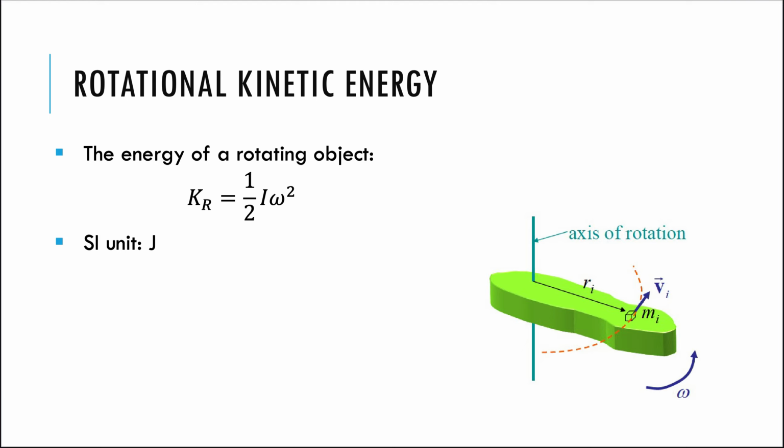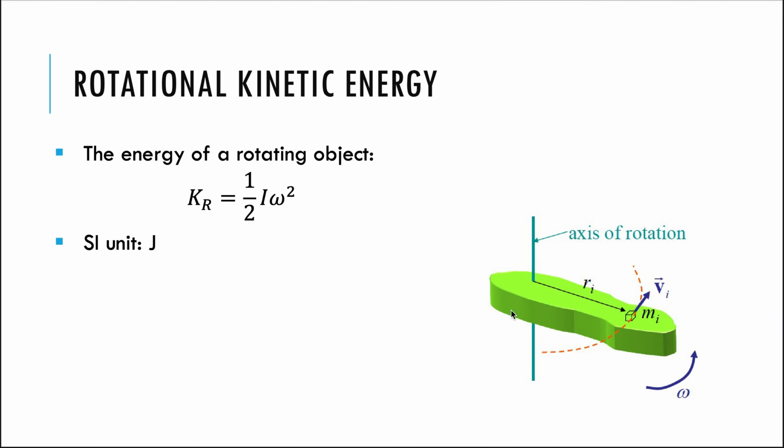This is video 59C, and we're going to look at work and energy when dealing with rotational motion. When an object is rotating, it's going to have an energy due to its motion. This energy is called rotational kinetic energy. It's defined as K sub r equals 1/2 I omega squared. We can quickly see where this comes from.